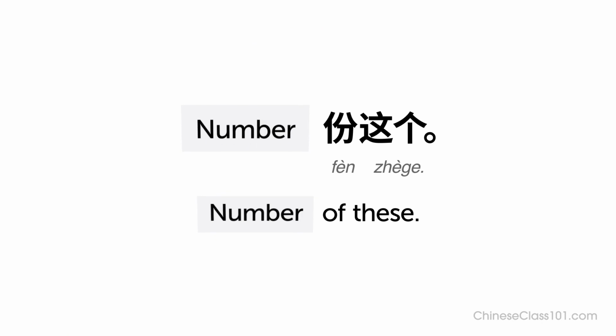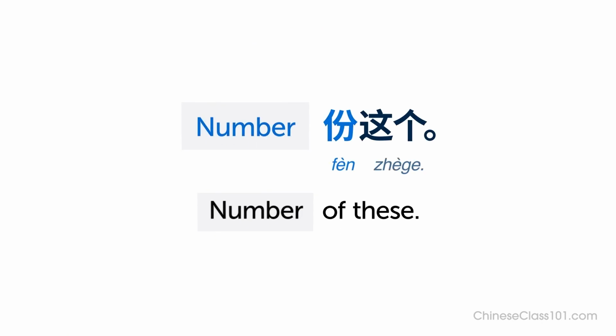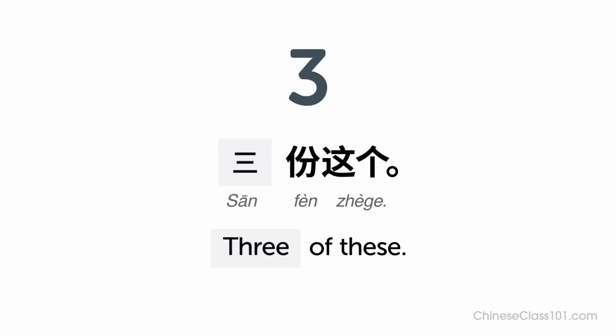The pattern is number, 份这个. Number of these. To use this pattern, simply replace the number placeholder with the number of items you're requesting. Imagine you'd like three of something you don't know the Chinese word for. Three. 三. Say, three of these. Ready? 三份这个. Three of these. 三份这个.